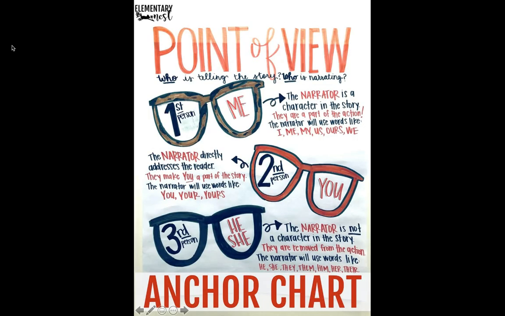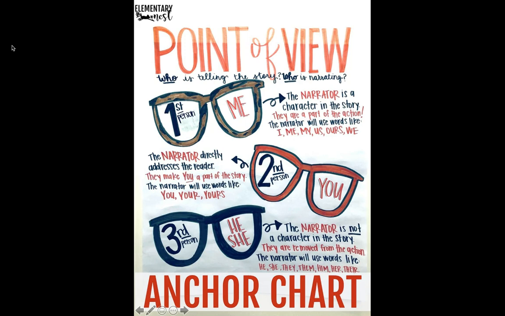And here's that really cool anchor chart one more time. It says point of view, who is telling the story, who's narrating. So first person is me. Keywords to identify it are I, me, my, us, ours, and we. Okay, we're telling it in what we call first person. So I went to the store. We played at the park. It's because it's actually happening to you. So that's how you know that it's first person.